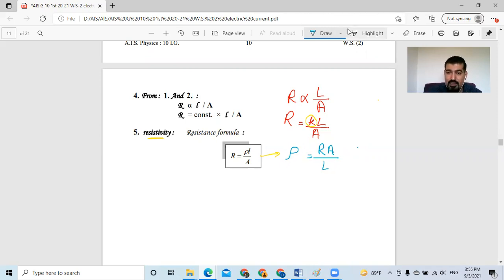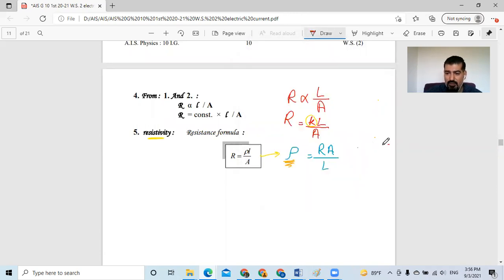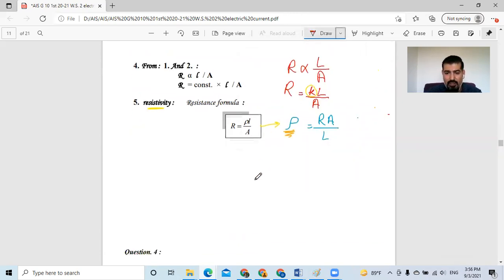Now rho is a constant value for each material. For copper, everywhere in the world, it's the same value. It's the same for aluminum, for steel, whatever. So in our questions, usually they ask about this part of the equation, RA over length.